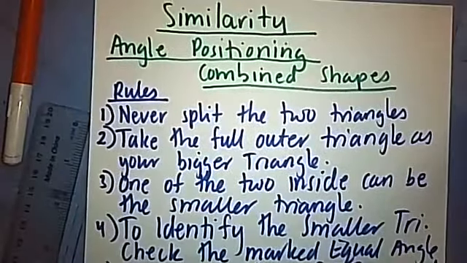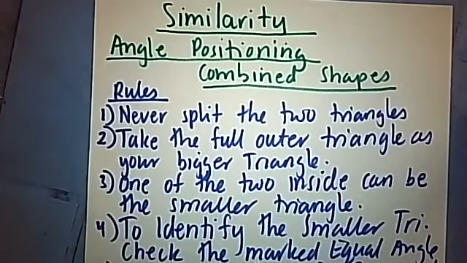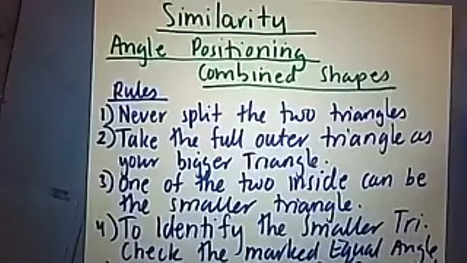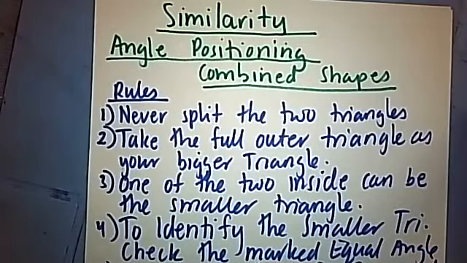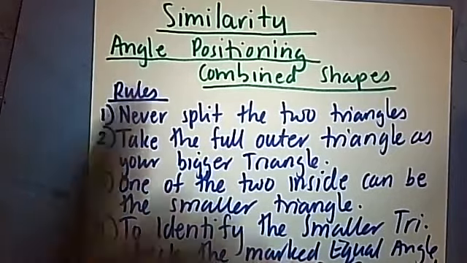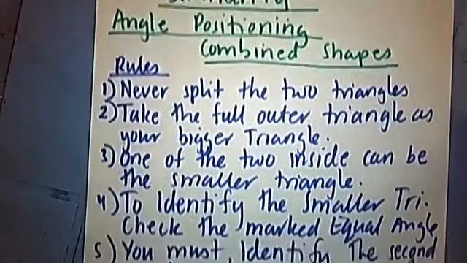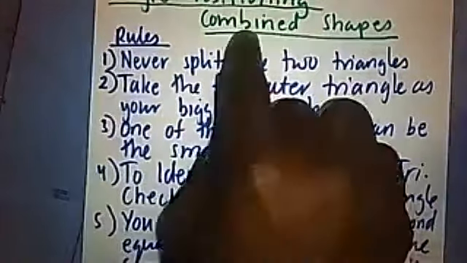Today we are continuing with similarity, as you can see there, the heading. And yesterday we stopped at angle positioning. I think everybody remembers we stopped at angle positioning. And we saw two examples. We saw one example with shapes which were separate, and then we looked at shapes which were combined. Now, before we proceed, we want to remind ourselves about combined shapes.